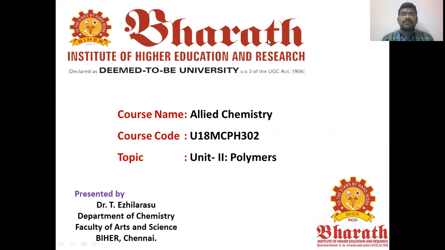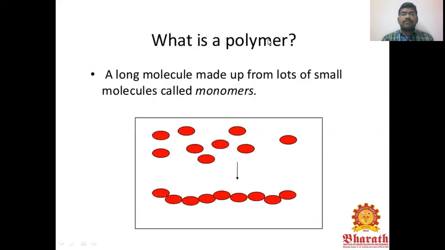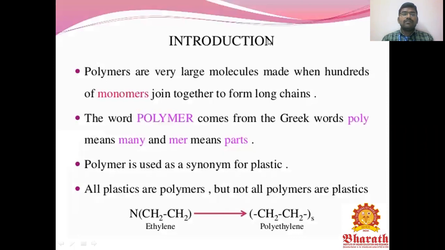Today we are going to discuss the allied chemistry topic, Unit 2, polymers. What is a polymer? A long molecule made up of lots of small molecules is called a polymer, and the small molecules are called monomers. Monomers combine to form a polymer. So, introduction: polymers are very large molecules made up of hundreds of monomers joined together to form a long chain. This is called a polymer.